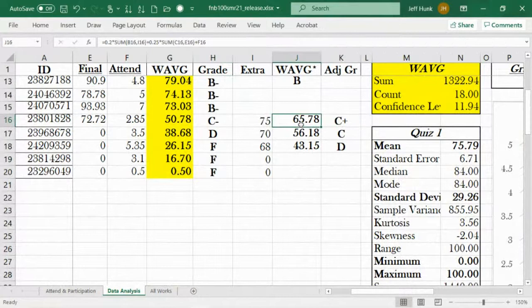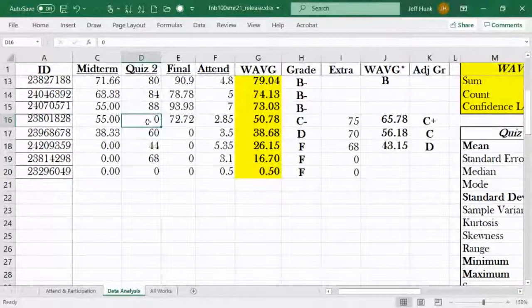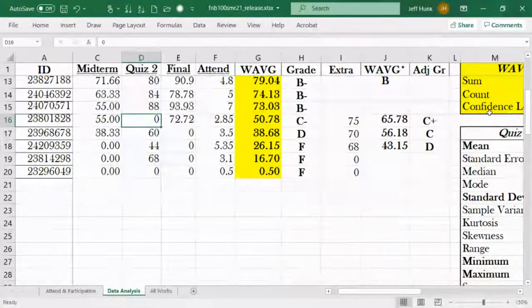And for this person, I used... because this person was missing quiz two, which is 20%. Think about it. If 20% of your exam data is missing, there's no way you can do well, right? But at least this person got something.